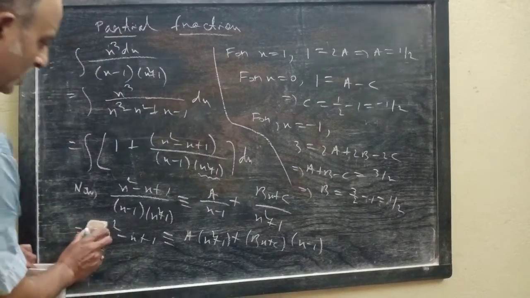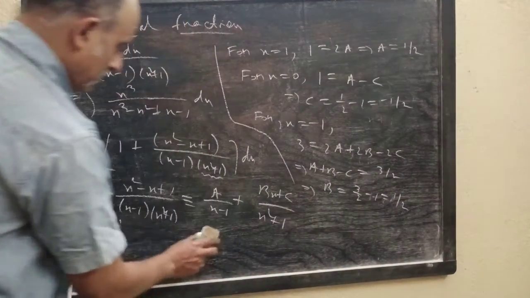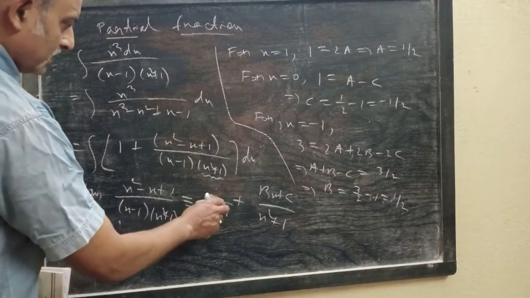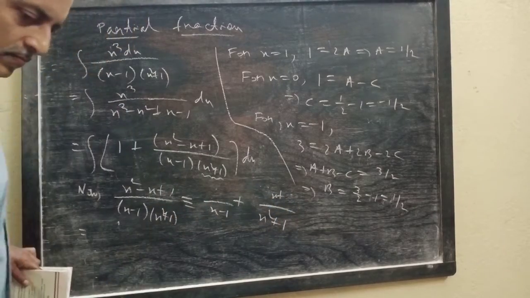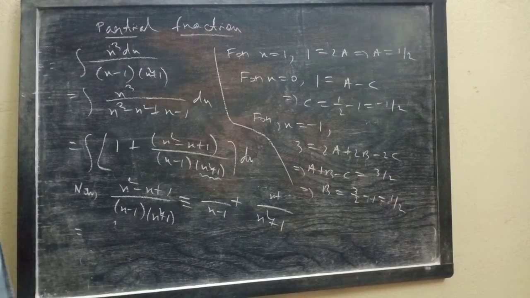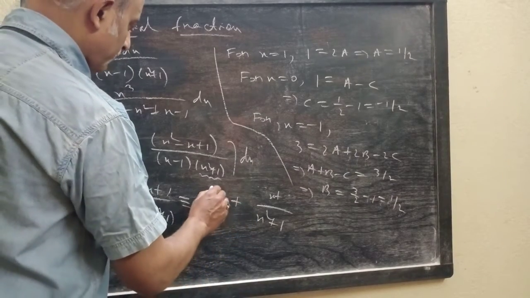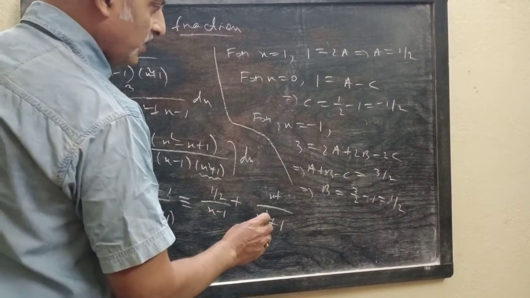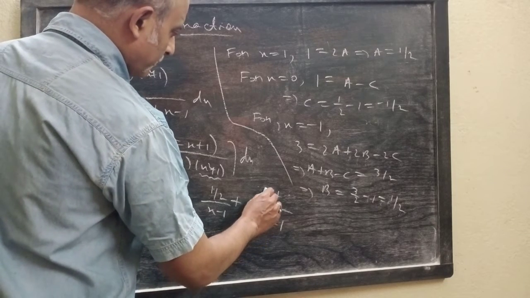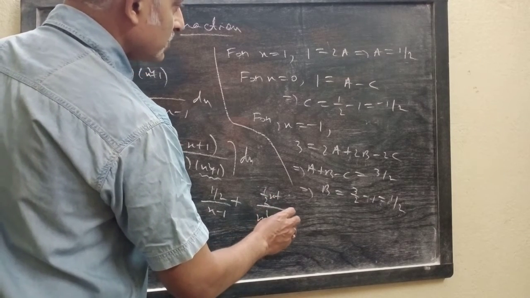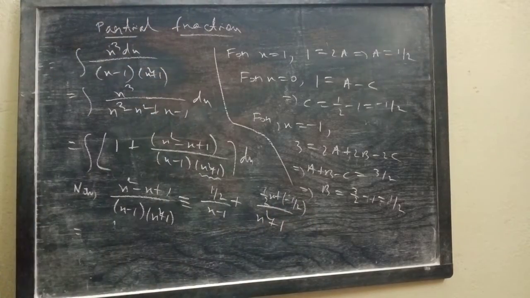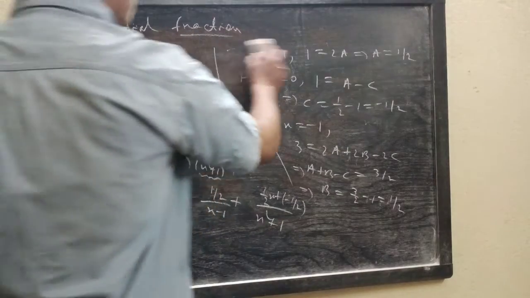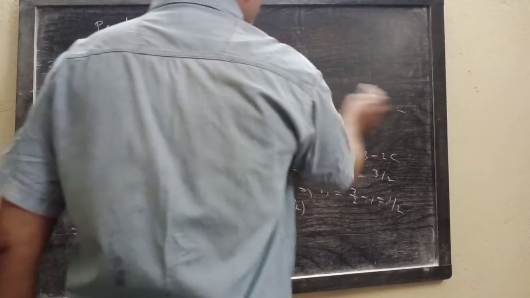So now we can write the fraction as a is half, b is half, c is minus half. Okay. Now I am erasing this part.